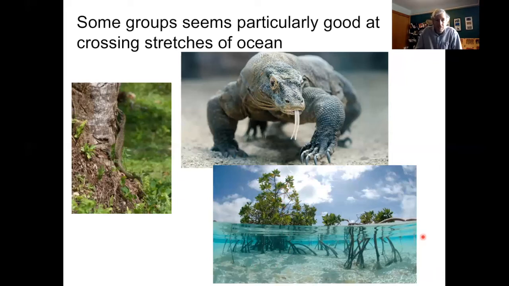So generally, we can sort of predict the sort of species we'd expect to see on islands: things that are good at dispersal.